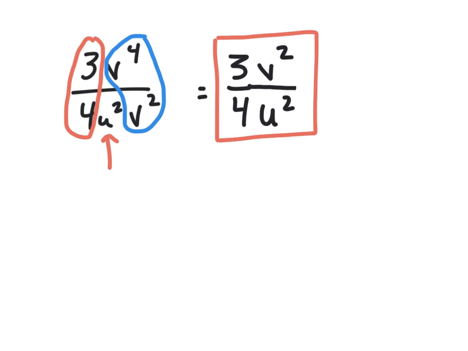So this thing stays. Again, the fraction stayed 3/4 because we can't divide 3 by 4. So just leave those numbers in their place. V to the fourth divided by v squared. 4 minus 2 is positive, so v squared stays on top. It doesn't have to move because it didn't turn negative. U squared had nobody to divide with, so it stayed in its position in the denominator. So 3v squared over 4u squared, that's it.